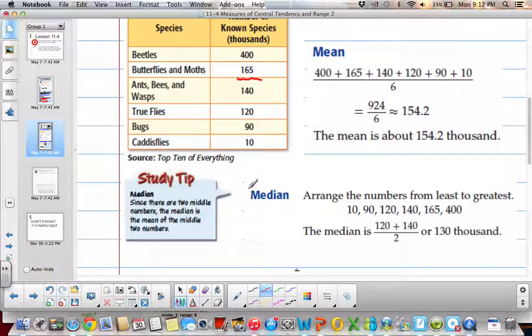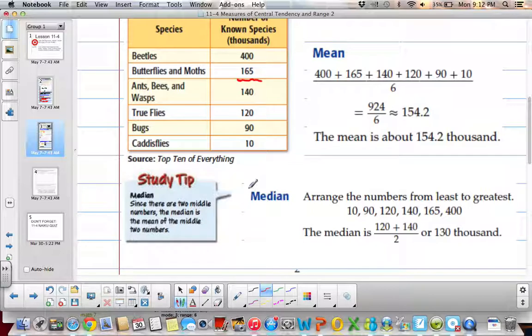If we look at the median, we can line them up in order, and then we find that 120 and 140 are in the middle, so we find that the median is 130,000. So the middle then is about right there. So here's our mean. Here's our median.